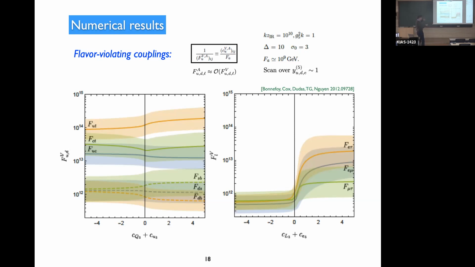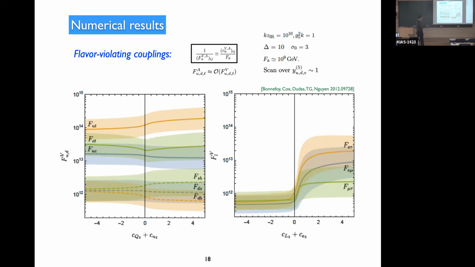And you can see that there are bands here because you scan over the 5D Yukawa couplings, which are of order 1. So you have some range there, and you get these bands for the different flavor-violating couplings, up and down sector, and then these are the lepton flavor couplings. And you can see that the typical scale here is 10 to the 12 or even larger. And you have to compare this with the axion decay constant, which is 10 to the 9.